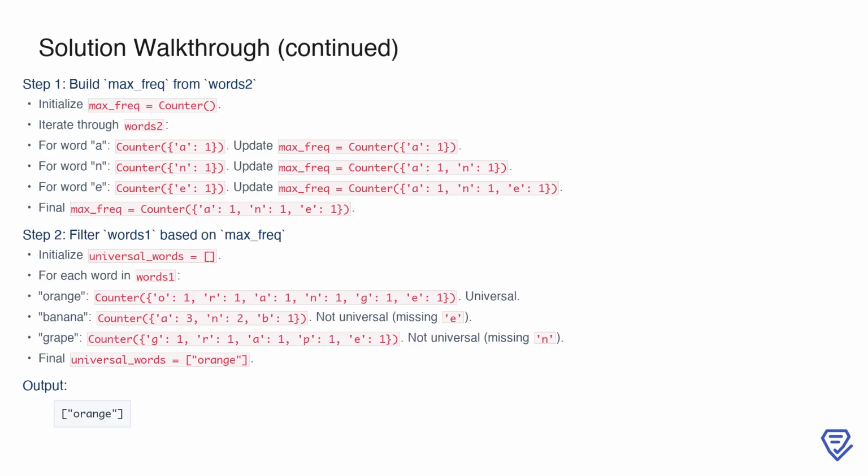However, banana lacks the letter E, and grape is missing N, so neither qualifies as universal. The final result is orange, which is returned as the output for this example. This illustrates how the constraints in words 2 shape the filtering process to determine the universal words.